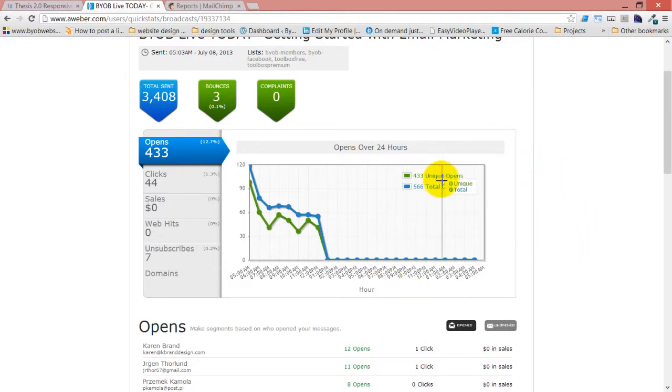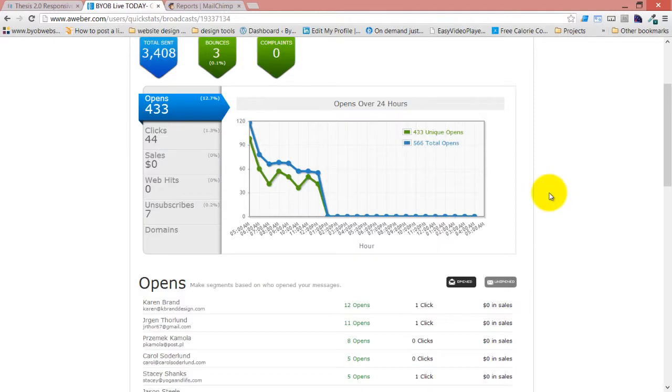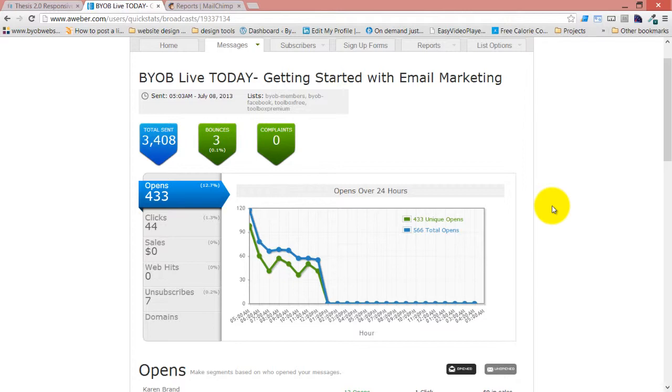Well, and you can see that Aweber does track that. Unique opens versus total opens. So you definitely want to look at your unique opens. Right, yes. Wow, this morning there were 133 more than 1 opens. That's interesting. Wow. There you go. Yep.